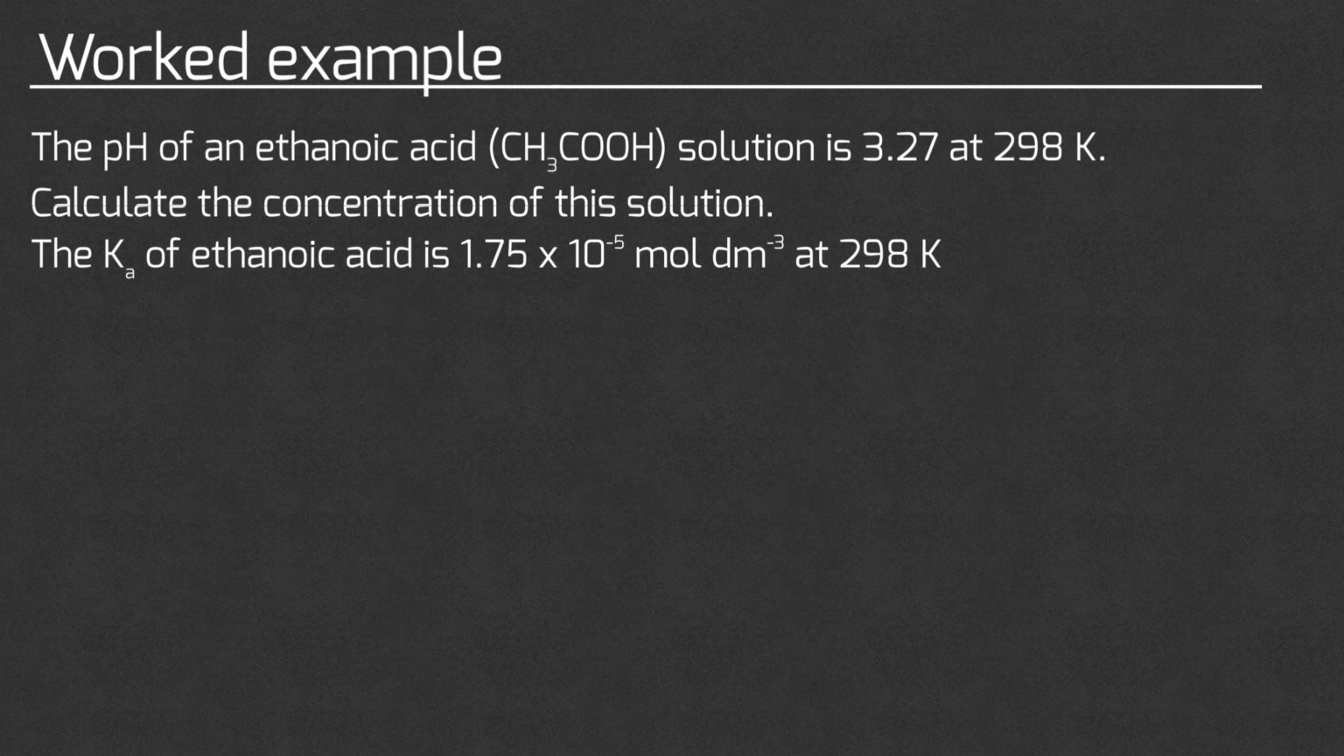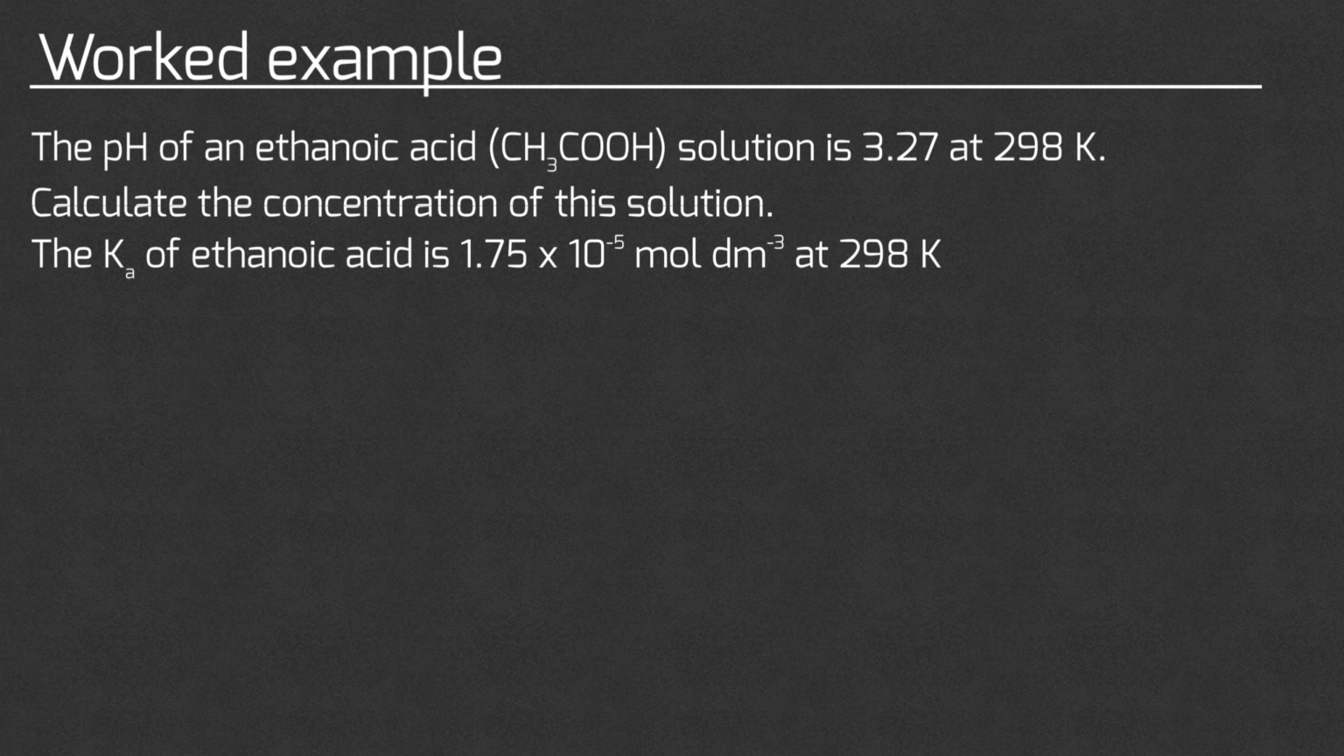So in this question, we're told that the pH of an ethanoic acid solution is 3.27 at 298 Kelvin. We need to calculate the concentration of this solution. The Ka of ethanoic acid is 1.75 times 10 to the minus 5 at 298 Kelvin.